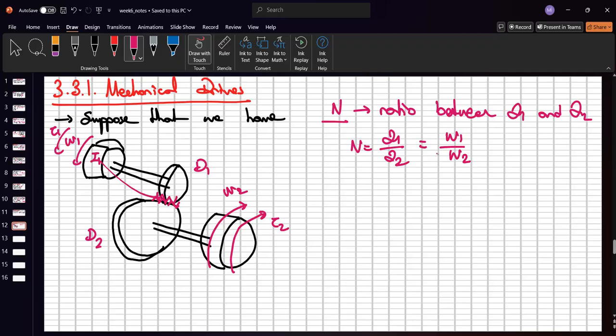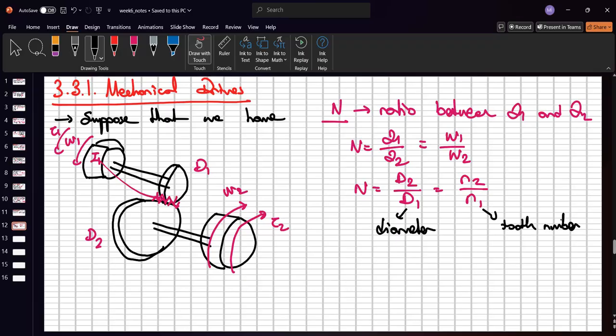This is the ratio. And so, how can we calculate this ratio? N can be calculated as D2 divided by D1, or N2 divided by N1, which means diameter, or you can calculate it with the tooth number on this system, okay? If we have 10 teeth at D1 and the other one is 20, it means that if we rotate 2 times here, this creates 1 rotation, right? This is simple.